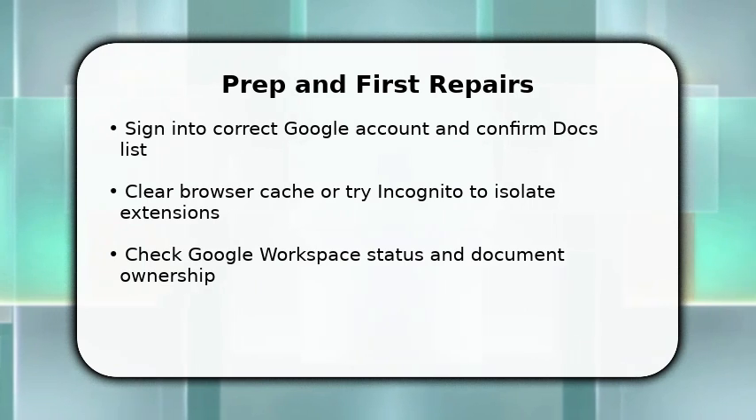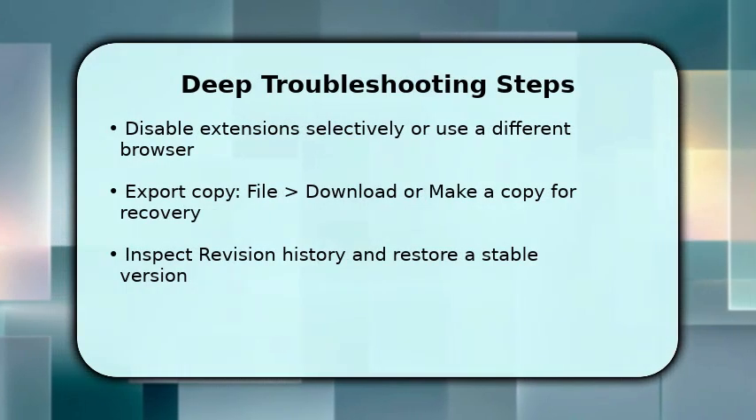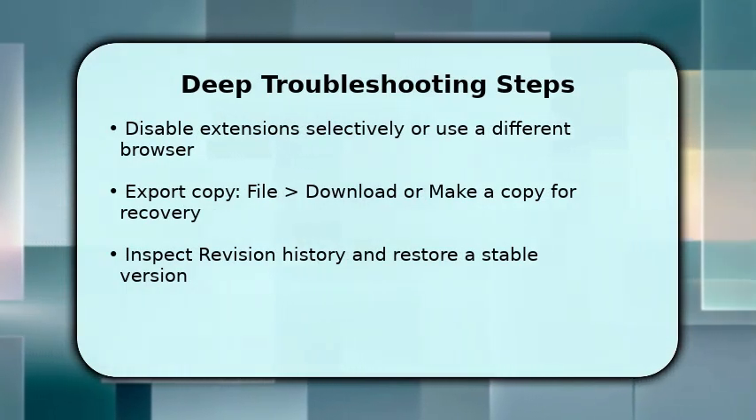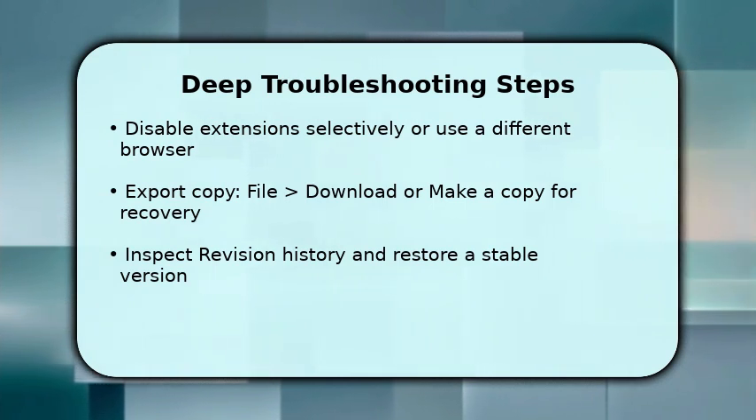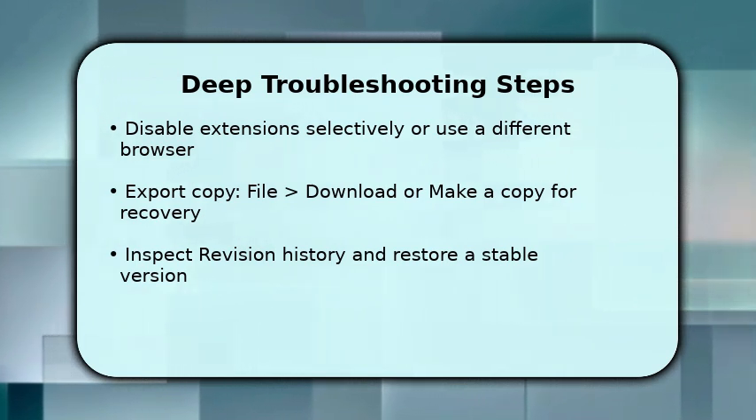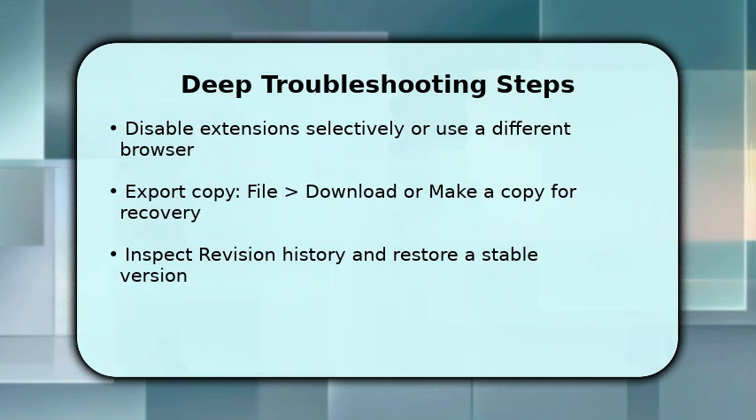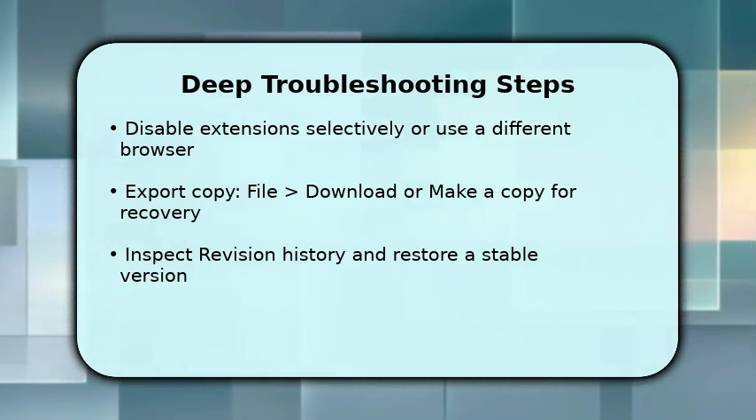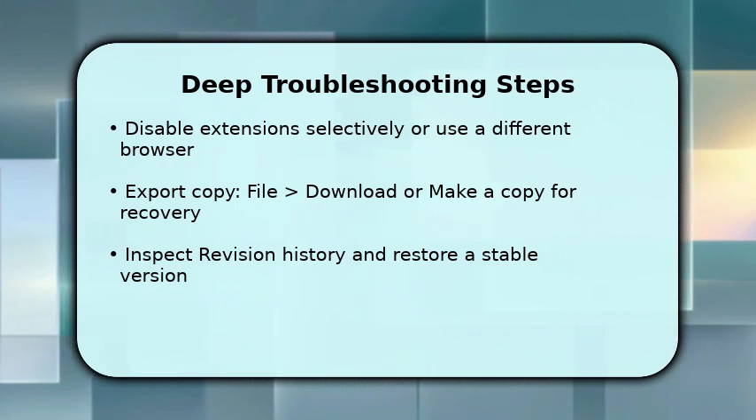Next, dig into the middle steps. Disable browser extensions one by one or switch to Chrome, Edge, or Firefox to see if the problem persists. If the document behaves oddly, immediately create a copy or download a backup to preserve content. Examine revision history to identify when the issue began and restore a stable version if available.